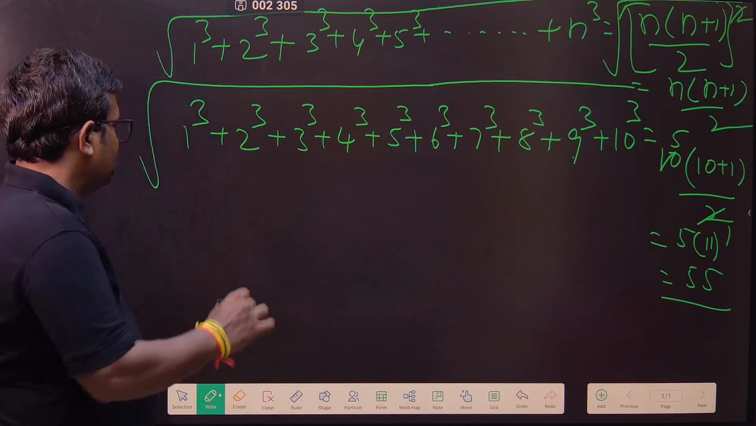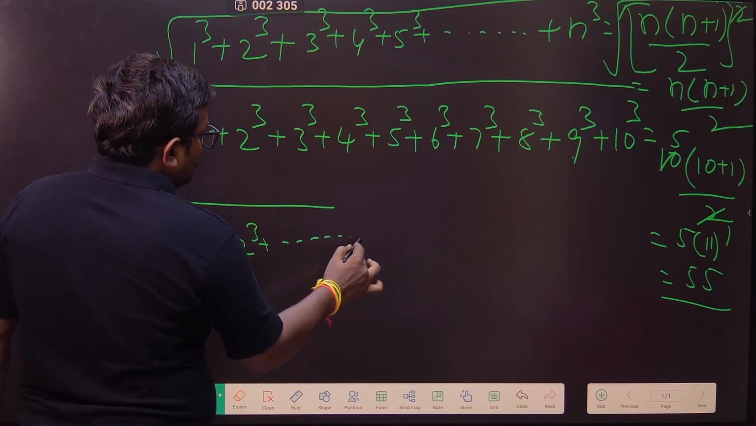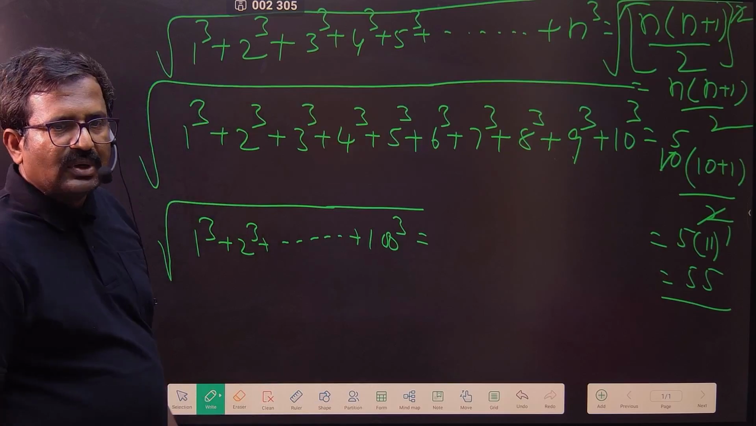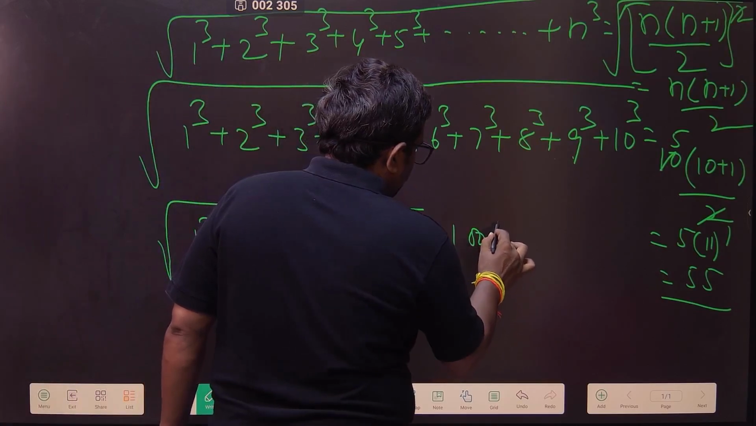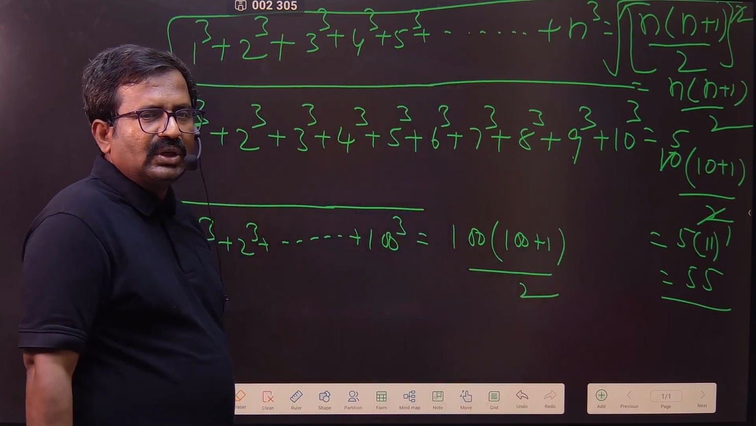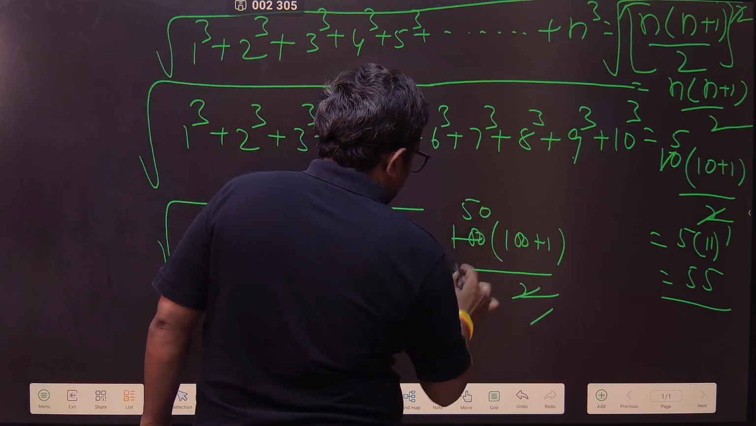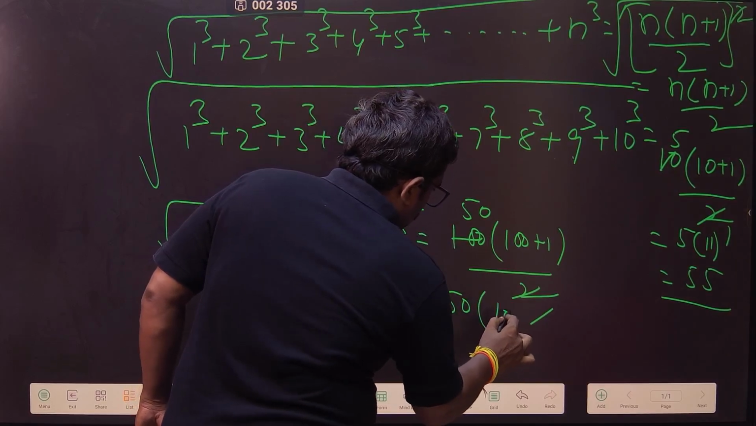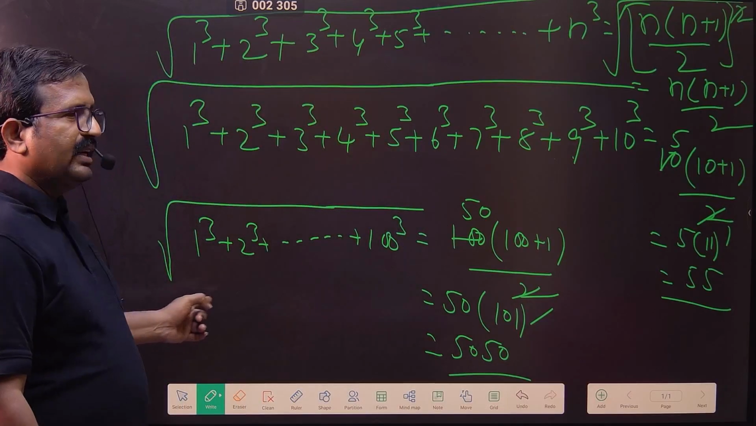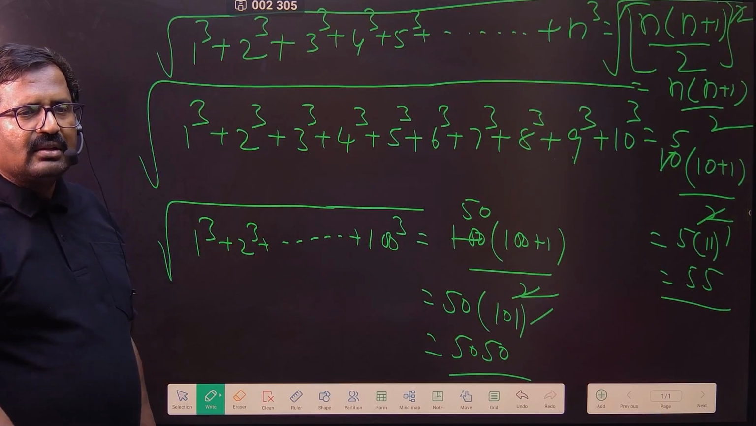Till 100. 1 cube plus 2 cube plus so on till 100 cube. Here also the formula is n into n plus 1 by 2. 100 into 100 plus 1 by 2. 2 ones are 2, 2 fifties are 100. 50 into 101 equal to 5050. The value is 5050.